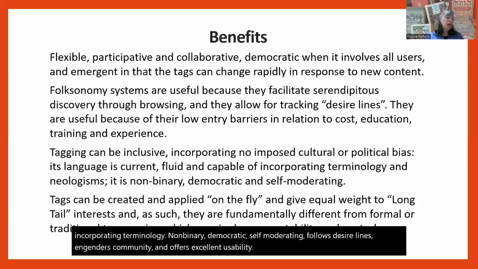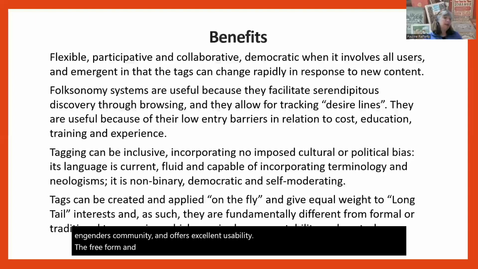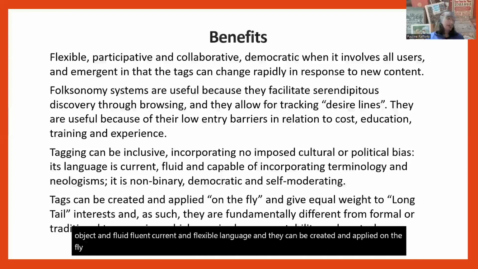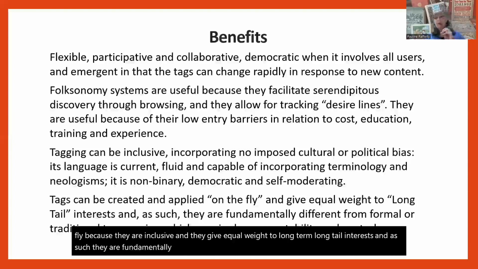Their free form and uncontrolled nature means that tags are able to describe an object authentically in fluent, current, and flexible language. And they can be created and applied on the fly because they are inclusive and they give equal weight to long-tail interests. And as such, they are fundamentally different from the formal and traditional taxonomies that require language stability and some level of control.